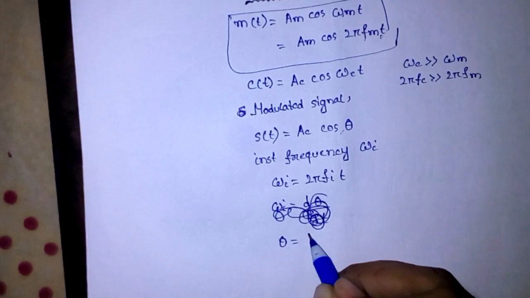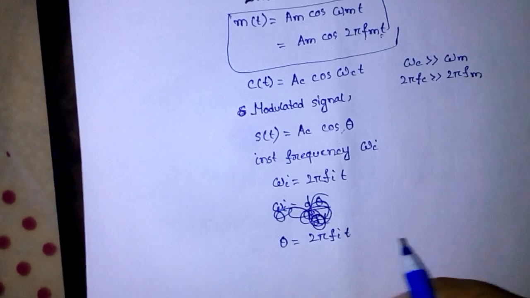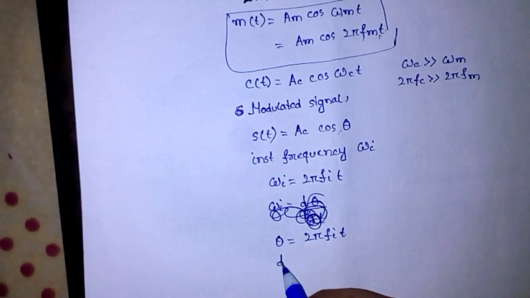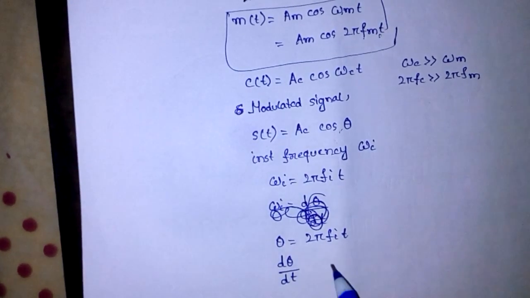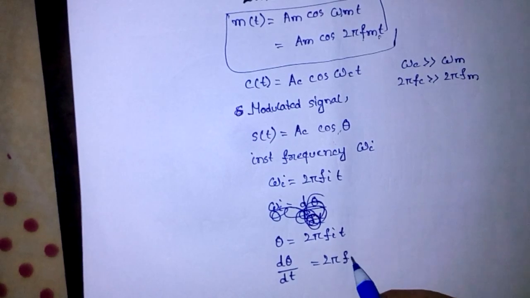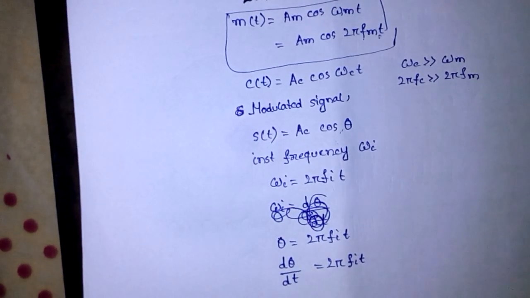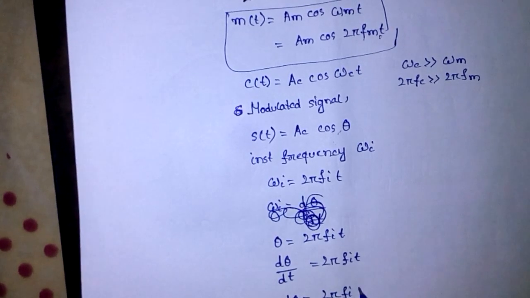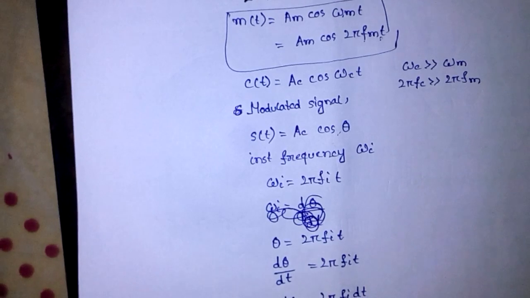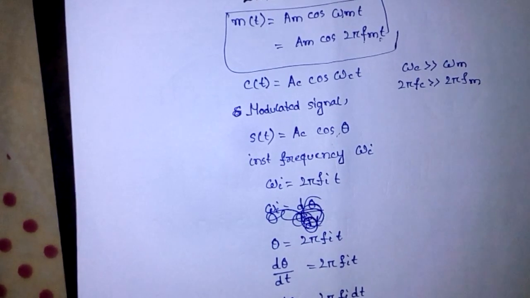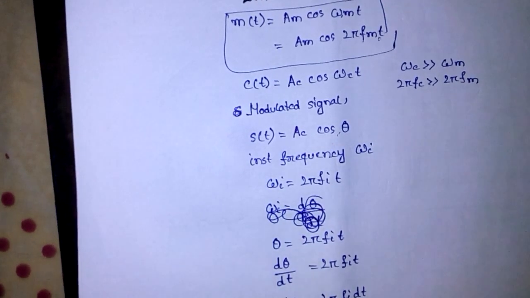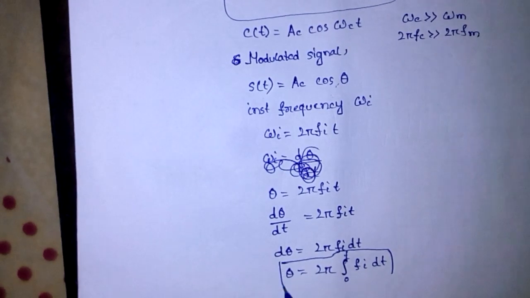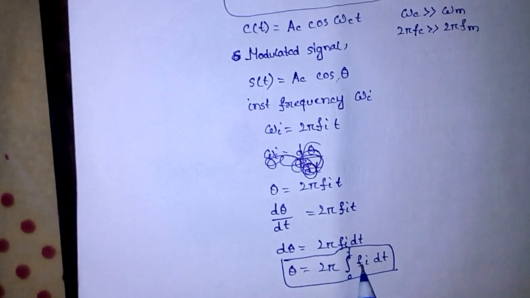Now we can write theta as 2 pi of fi t. If we differentiate this theta with respect to time, d theta will be 2 pi fi dt, and theta will be 2 pi times the integration of fi from 0 to t dt. So this is the expression for theta. Now we need to find out the expression for fi.